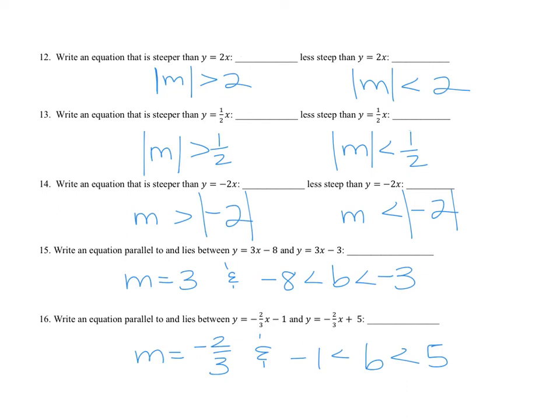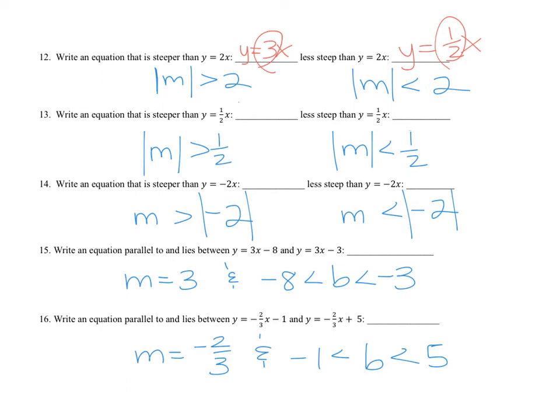Okay, so for these problems, I haven't put answers in yet. What I've done is I've put stipulations on it. So for question number 12, when you write your equation, I said y equals 3x, but you don't have to have y equals 3x. What you have to have is something where the m value, the coefficient of x, the absolute value of that number has to be bigger than 2. So as long as the absolute value of that number is bigger than 2, you did it correctly. For less steep, the absolute value of your coefficient of x has to be less than 2. So as long as this number is less than 2, you're golden, okay?